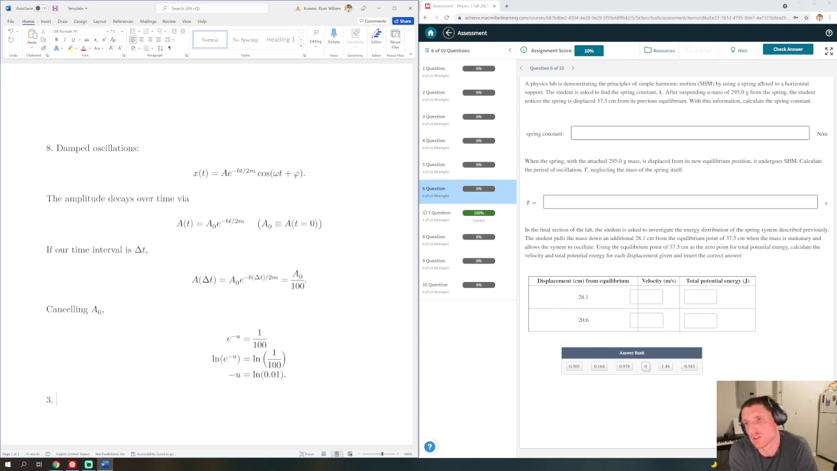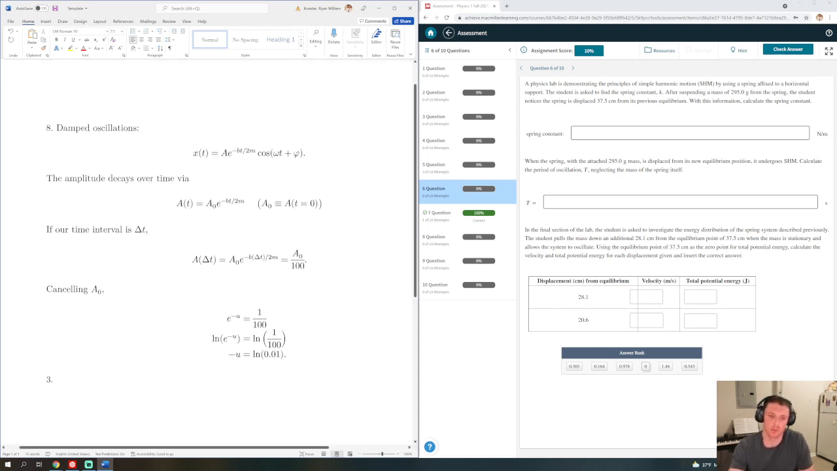Let's see here. Physics lab is demonstrating the principles of simple harmonic motion. Spring affixed to a horizontal support. Okay, after suspending a mass from the spring, the student notices the spring is displaced 37.5 centimeters from its previous equilibrium. Spring constant. This is a vertical oscillation, right? Because they say it's affixed to a horizontal support, so I think you could imagine it's hanging from the ceiling or something, right? I'm gonna just operate under that assumption, and if it's not that way, somebody can correct me.